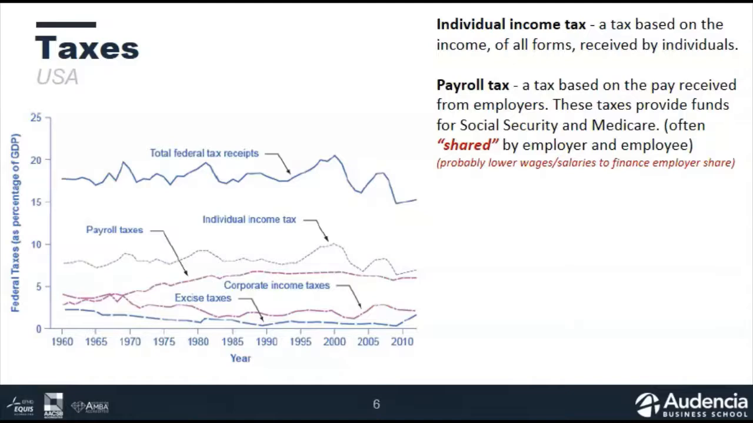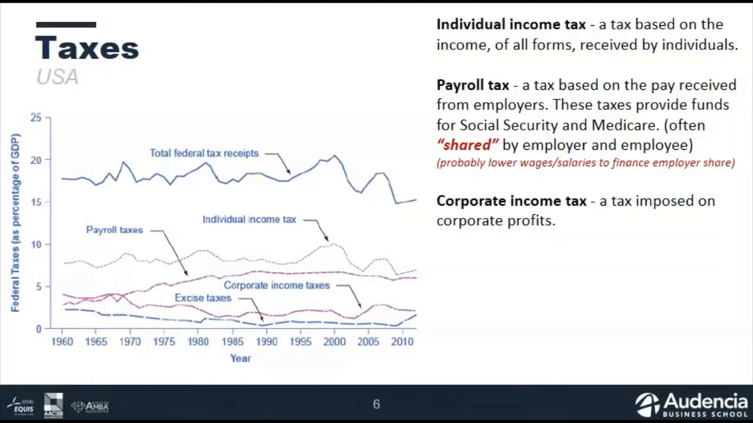Now, we say it's shared by the employer and the employee, but we're smart economists, and we know that if an employer is paying part of the payroll tax, most likely the salary they pay us also reflects the fact that they have to pay payroll tax. So we can imagine that we probably have lower salaries and lower wages to help finance the employer's share of this payroll tax. It's not as easy as we think.